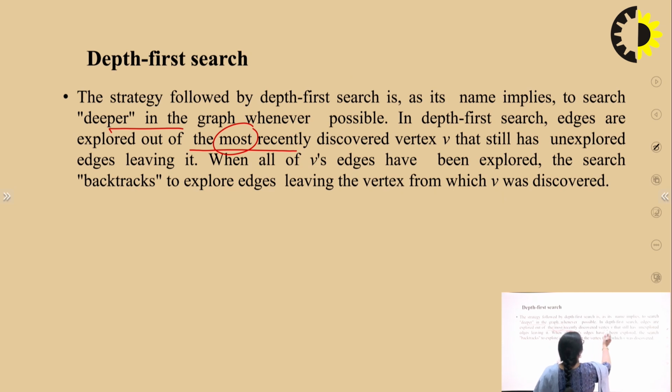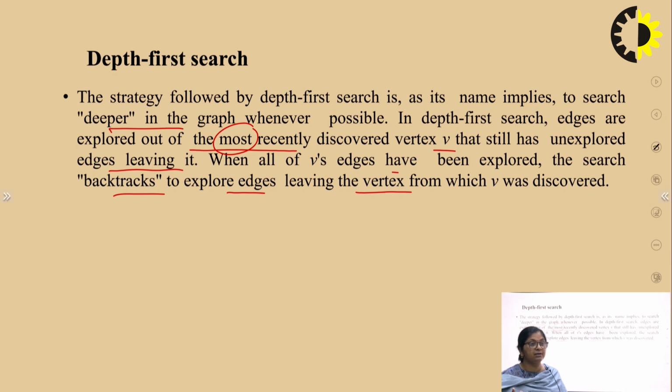Explore edges of the most recently discovered vertex V that still has unexplored edges, leaving it. When all of V's edges have been explored, the search backtracks. Now we will cover those. The search backtracks to explore edges leaving the vertex from which V was discovered. It means if we took the first, then we visited 2. Now we will go from 2 to another node. Okay, another neighbor of 2, then its neighbors, and so on. Once this line is fully explored, then we will take the second neighbor, that is depth wise.